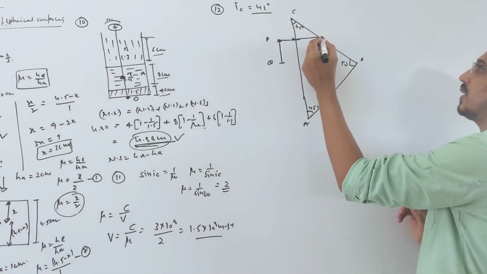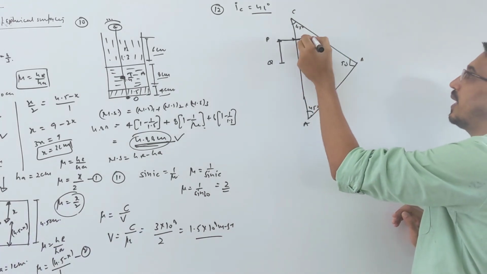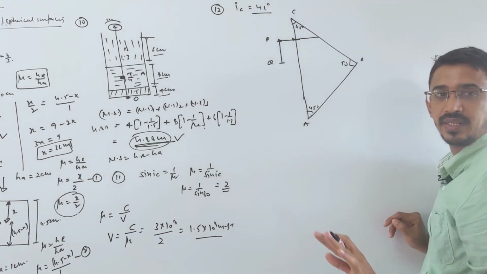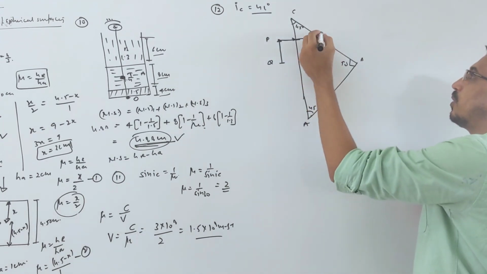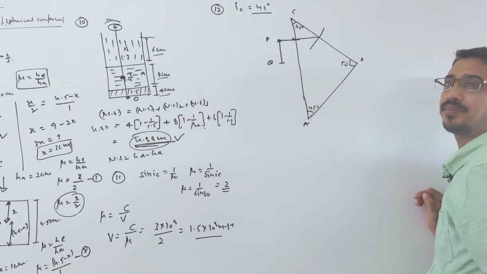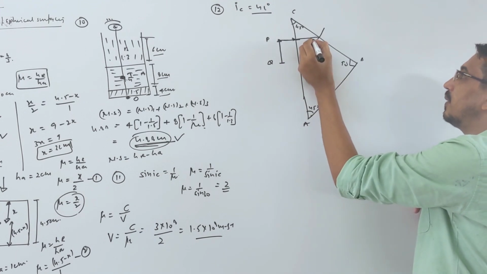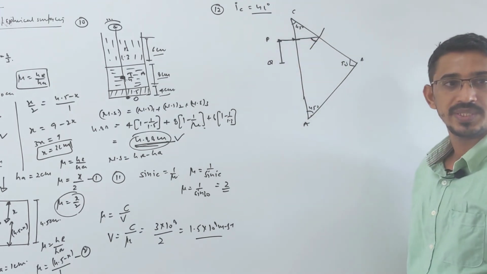Now, when it hits this surface, we want to know whether this light will come out or whether it will get TIR. So let's draw a normal here. This is your normal, and this is your angle of incidence. Let's calculate that angle of incidence.